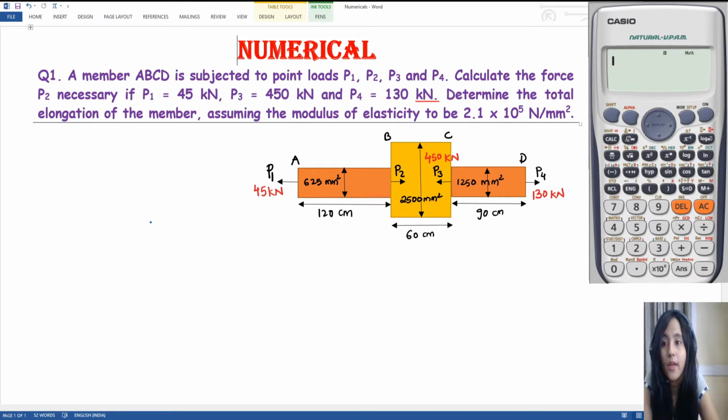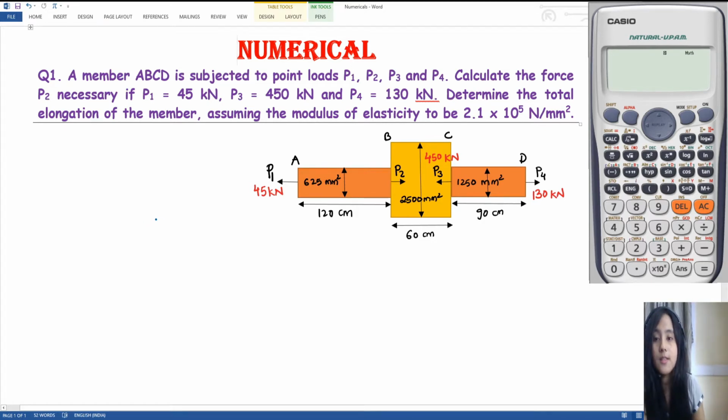A member A, B, C, D is subjected to point loads P1, P2, P3 and P4. Calculate the force P2 necessary if P1 is equal to 45 kilonewton, P3 equals 450 kilonewton and P4 equals 130 kilonewton. Determine the total elongation of the member, assuming the modulus of elasticity to be 2.1 into 10 raised to power 5 Newton per mm square.